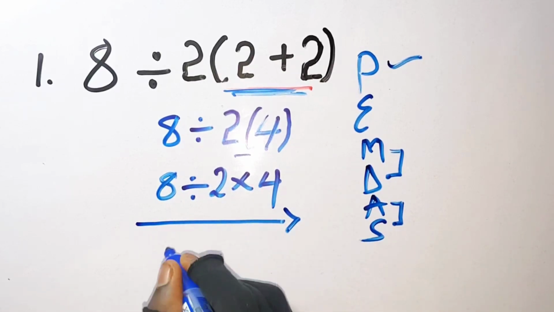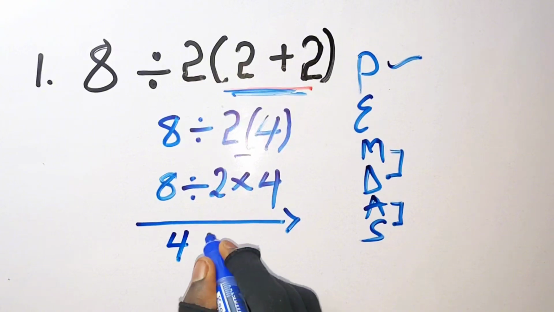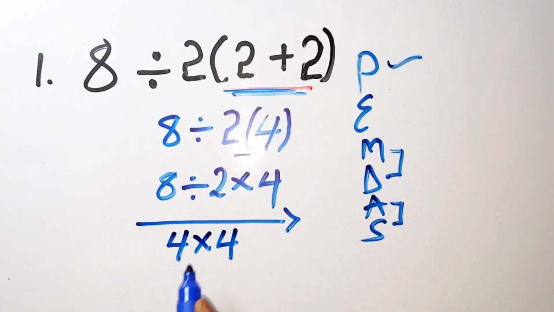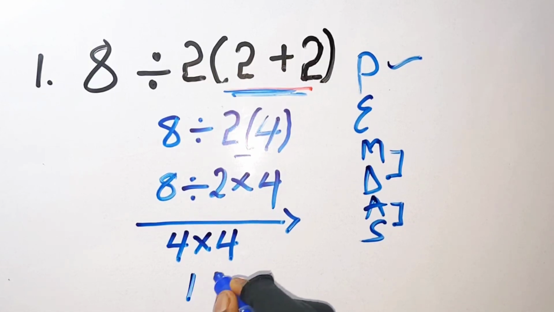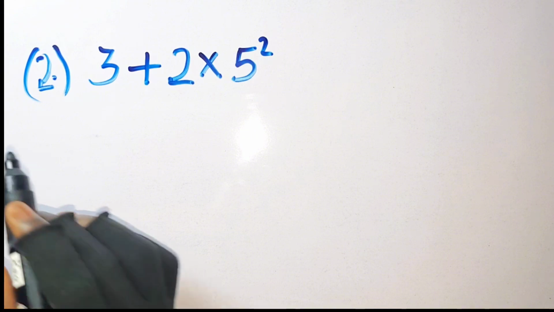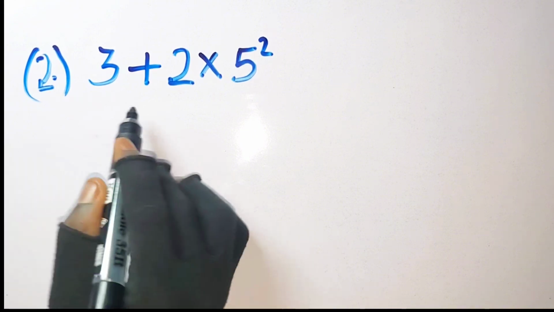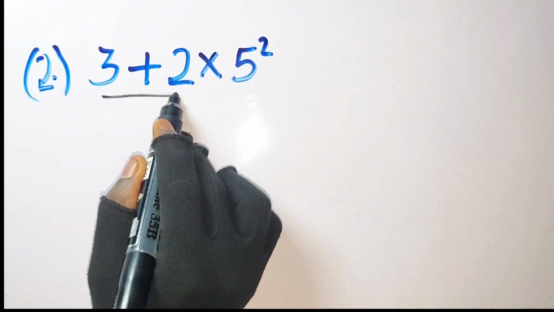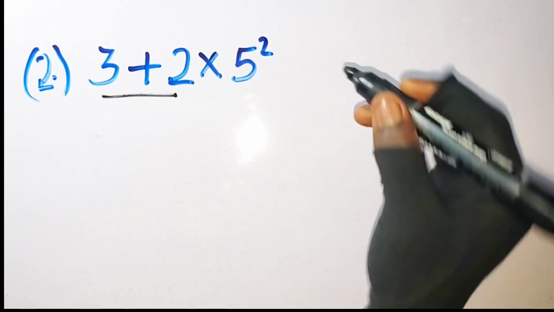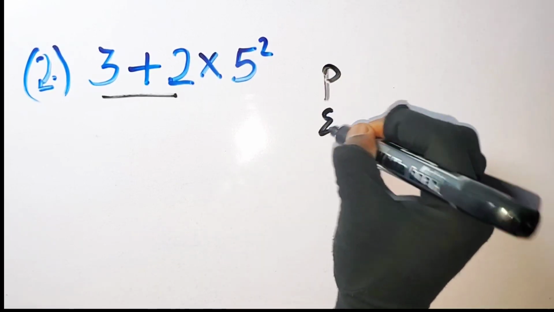8 divided by 2 equal to 4. Multiply by 4. Then 4 times 4 equal to 16. And there, 16. Stop adding the first two numbers. This is the fastest way to fail algebra. What you need to do, follow the PEMDAS rule.